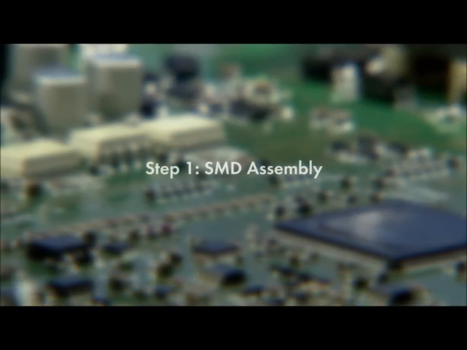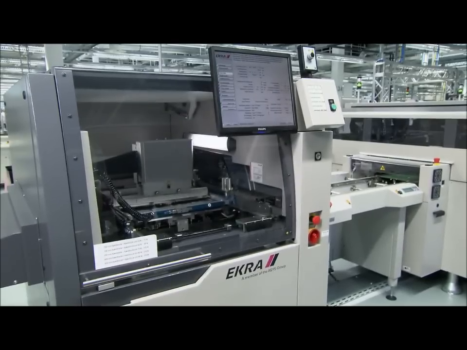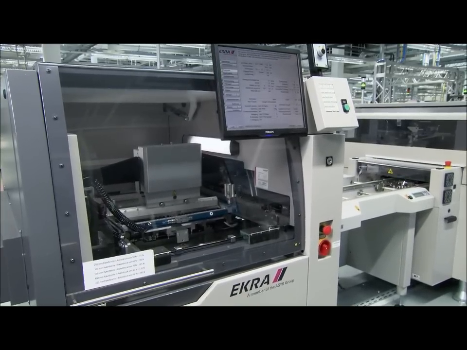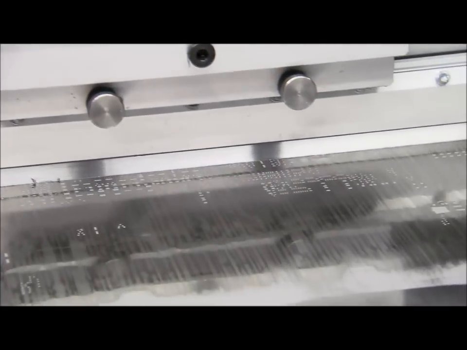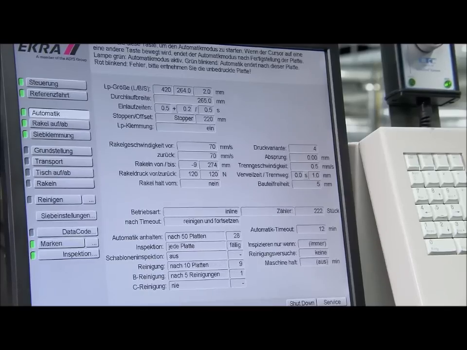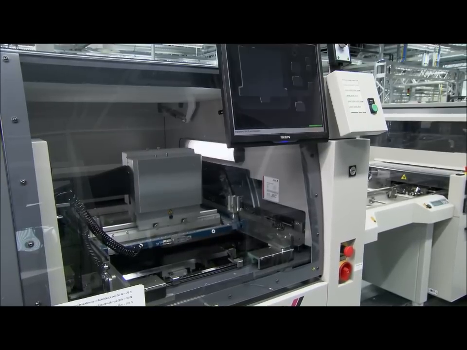Now let's take a closer look at the three steps of production, starting with the SMD assembly. First, solder paste is applied on the board with a solder paste printer. A template ensures that the application of the paste is limited to the points where the SMD components will be placed.